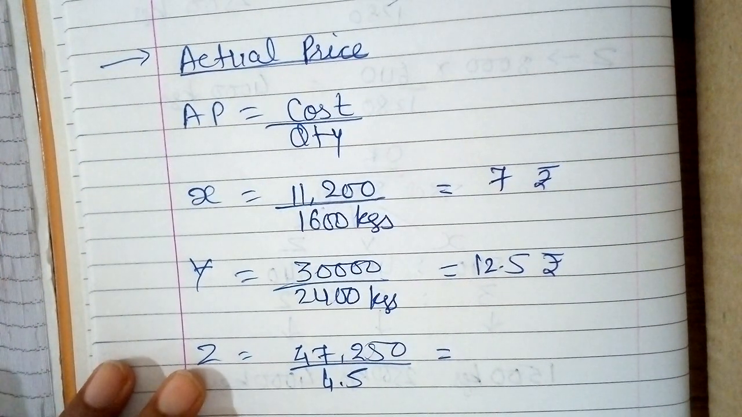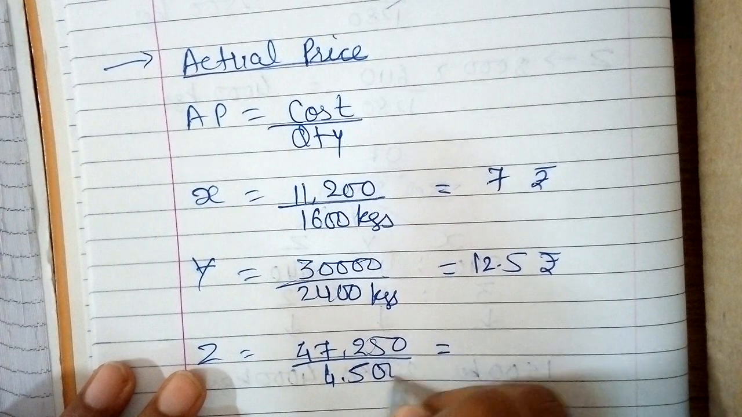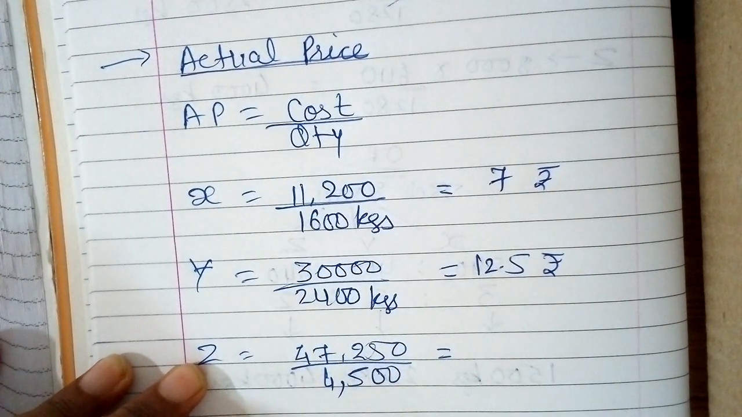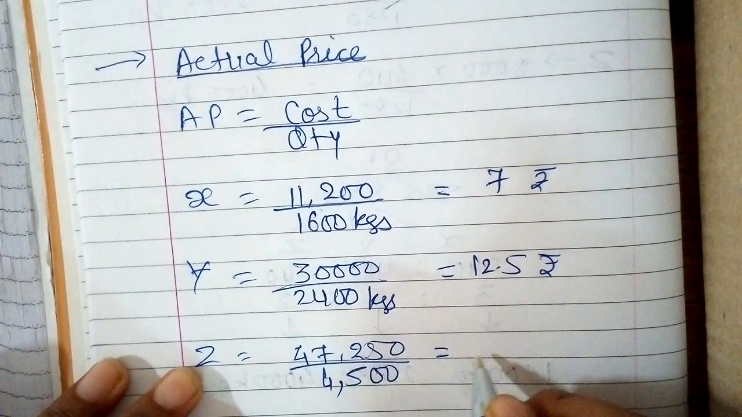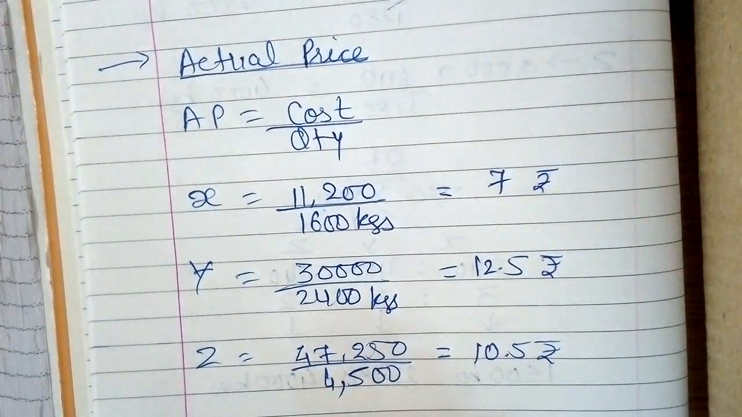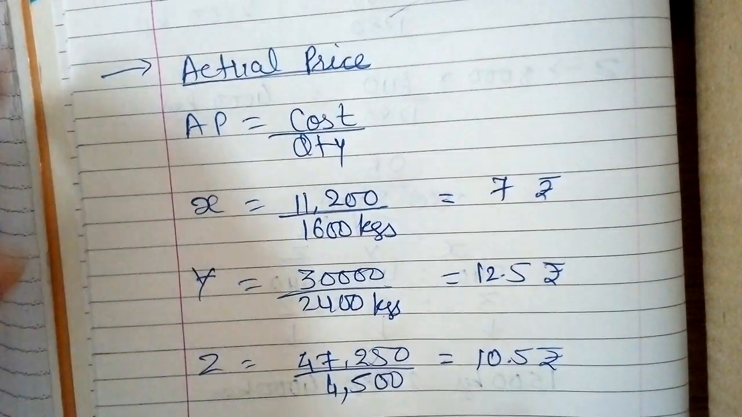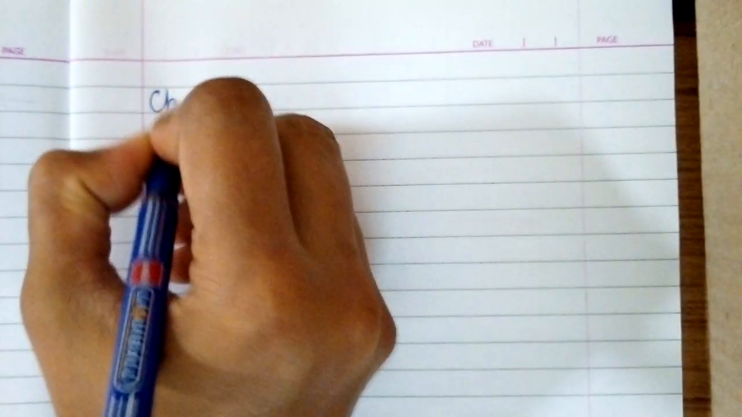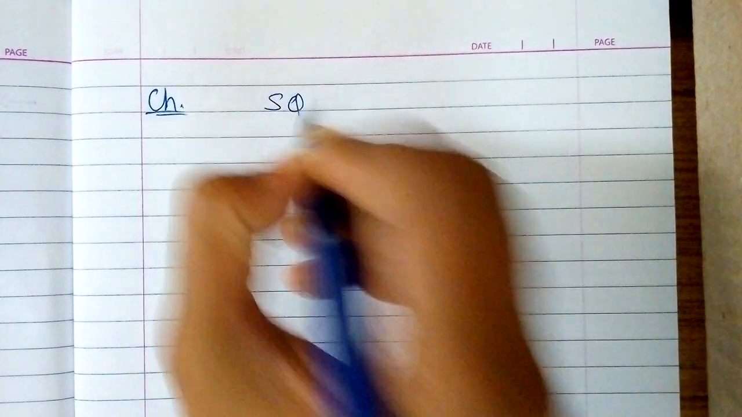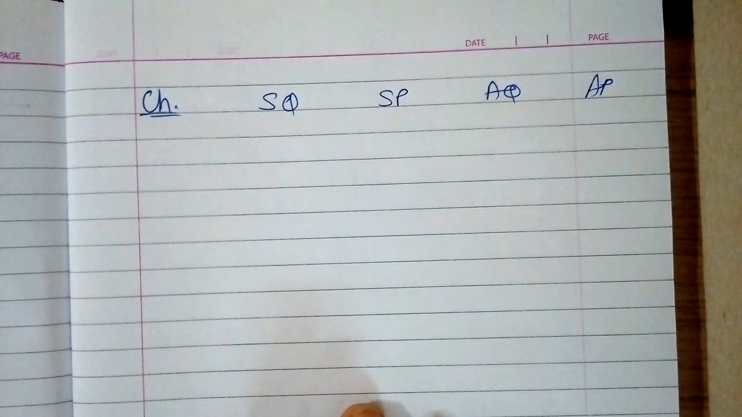So that is 4,500. So the answer is 10.5 rupees. So in working notes we have calculated SQ, AQ and AP. Now we can prepare the table, our important table, with chemical or material, SQ, SP, AQ and AP.